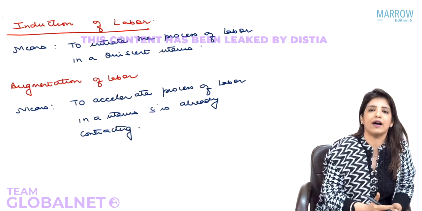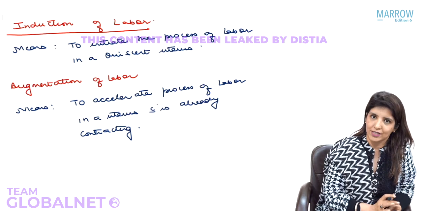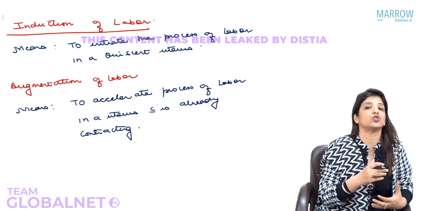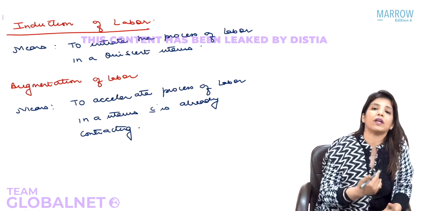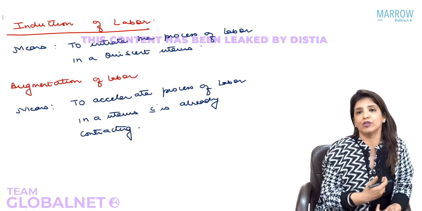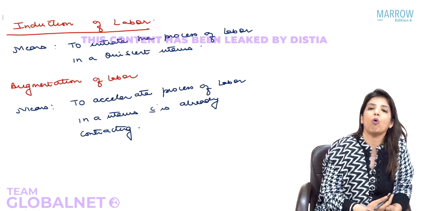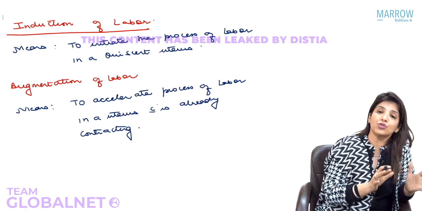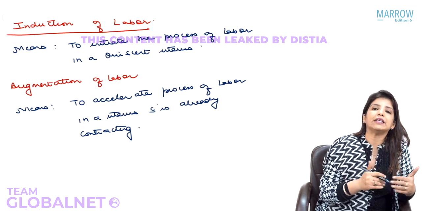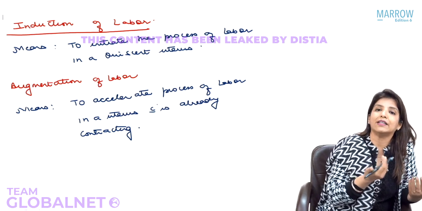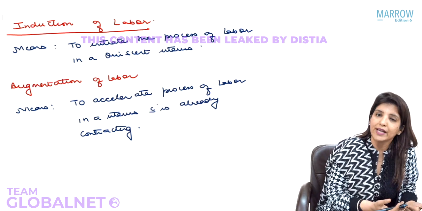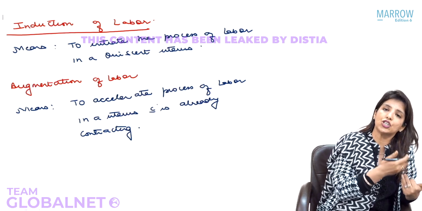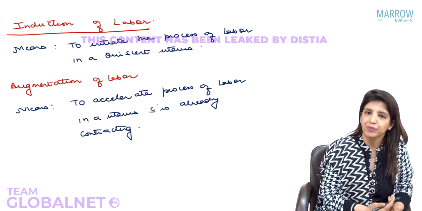Right? So here, the uterus is already contracting, but the contractions are not adequate. The progress of labor is not adequate. In that case, when I want to increase the speed of the labor, I say that I'm going to augment labor. So augmentation means the uterus is already contracting, and you are increasing the speed or accelerating the process of labor, right? Induction means that there are no contractions in the uterus. You are initiating contractions in the uterus, right?